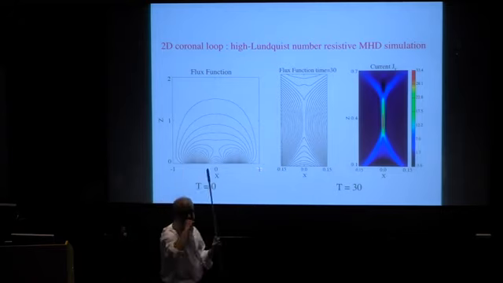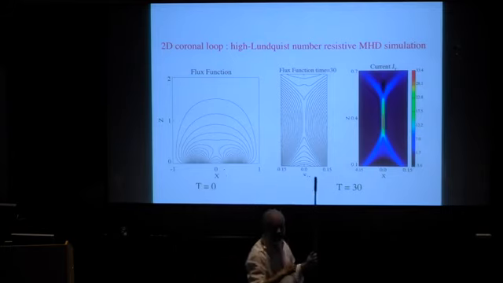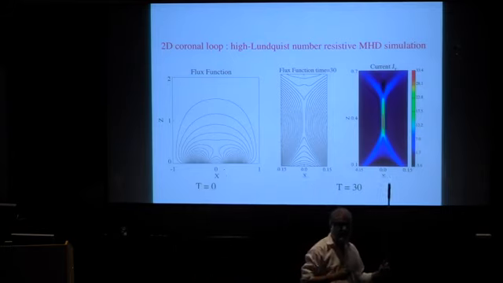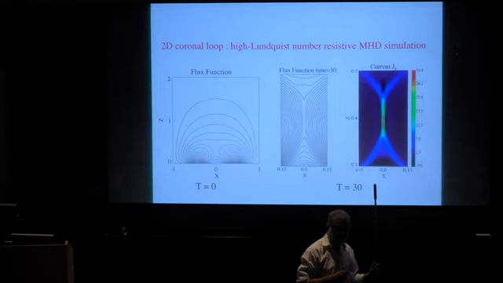Question? If you were to allow for slow reconnection and allow for X point formation through external means somehow, how does the energy dissipation change for different angles at which reconnection happens?